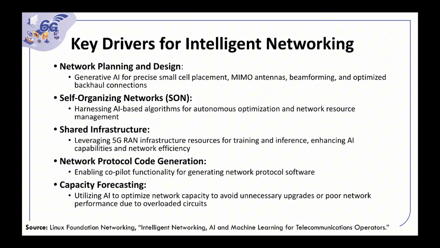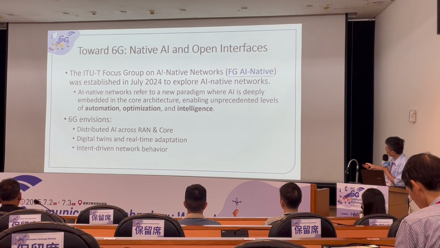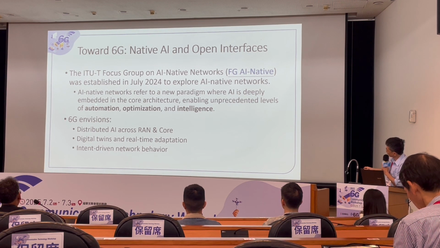Briefly, here is Linux Foundation Networking. Now they are putting in lots of effort. They spent lots of time on a white paper. They address that there are 5 key drivers for intelligent networking. In ITU, they also have a focus group for AI native network. Everybody knows that AI native networks focus on automation, optimization, and intelligence.